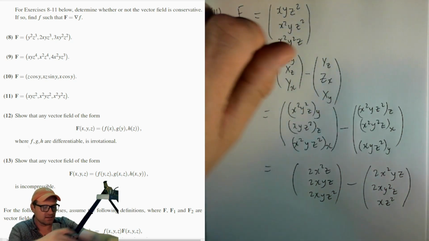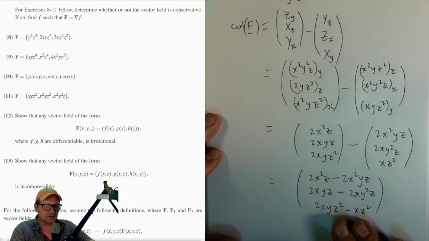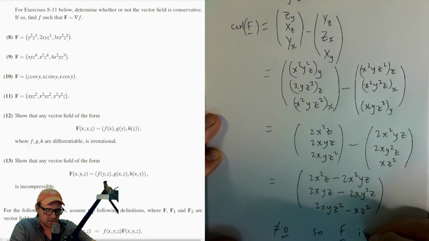Then we have 2xy squared z, and we have x z squared. Okay, so we can see that the difference here does not give 0. So here's our curl vector. This is not the 0 vector, and so F cannot be conservative.